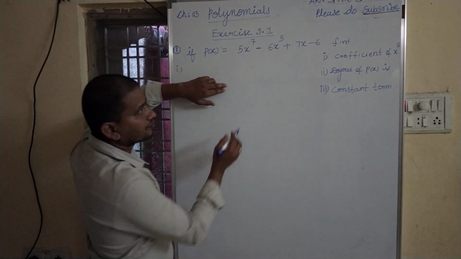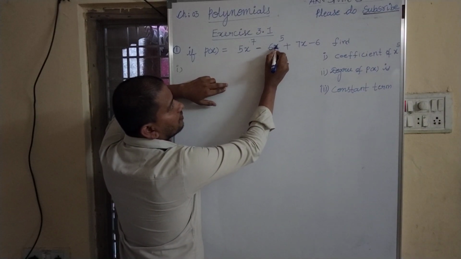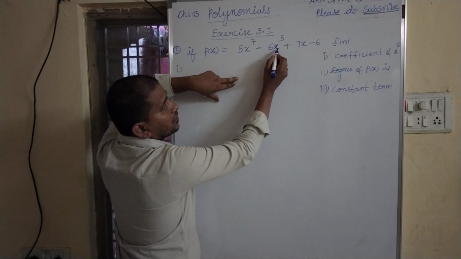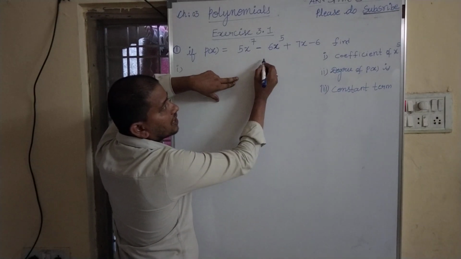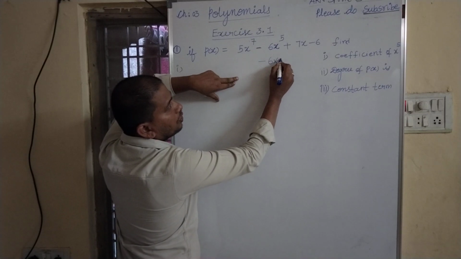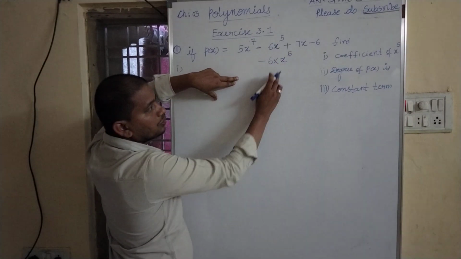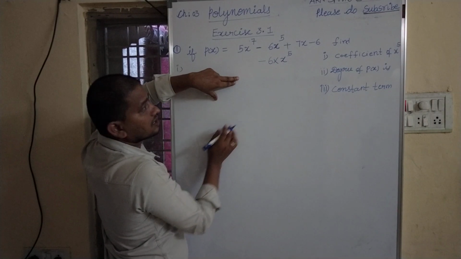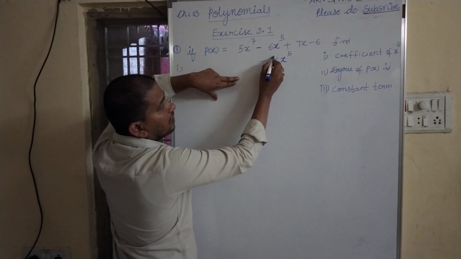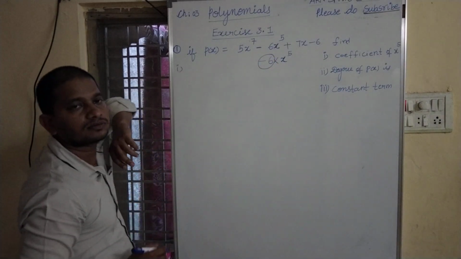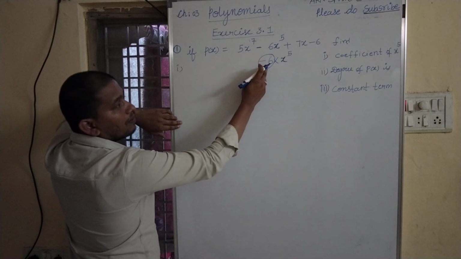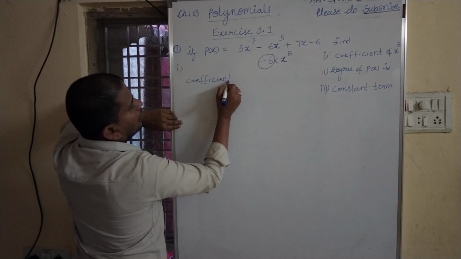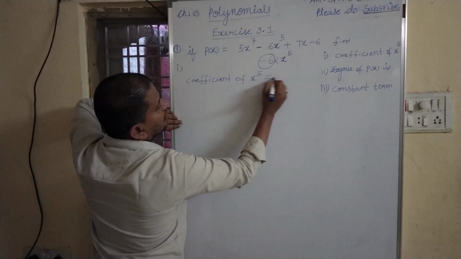You can see here it is x to the power 5. And what is the numerical coefficient here? Which is multiplied into 6, right? x to the power 5 is multiplied into 6. Yes. So the coefficient of x to the power 5 is minus 6.